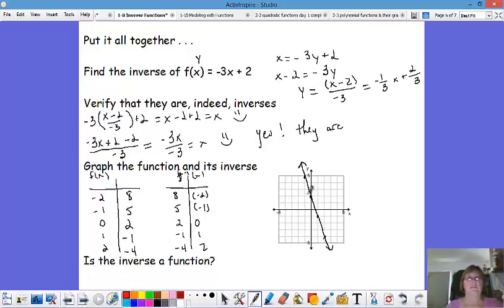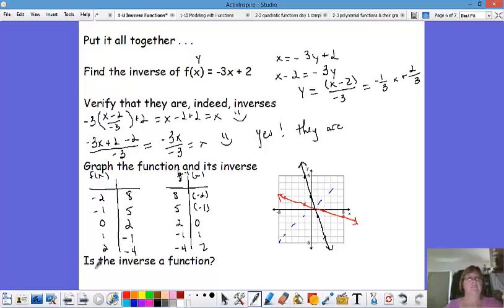And let's see what we get. 5 and negative 1 over here, 2 and 0 here, negative 1 and 1 here, negative 4 and 2 there. And our line that is the inverse right here, and sure enough it looks like they are a reflection over that y equals x line. All right, so we have our inverse.